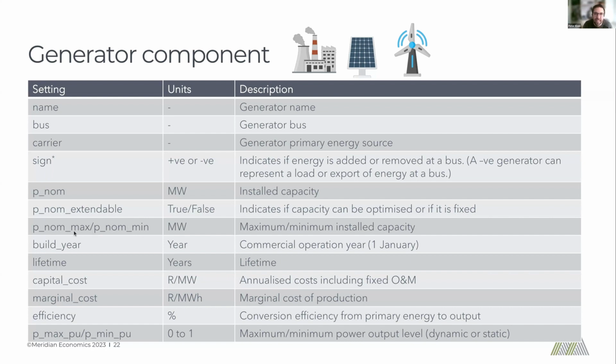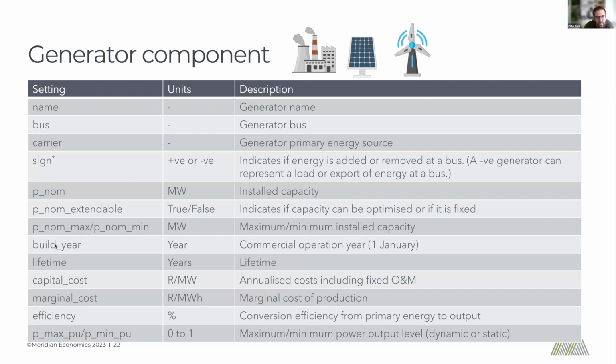Typically you would use this around build limits, so you can optimize the capacity, but it can only be between 50 and 100 megawatts. That's where you would use P_nom min and max.